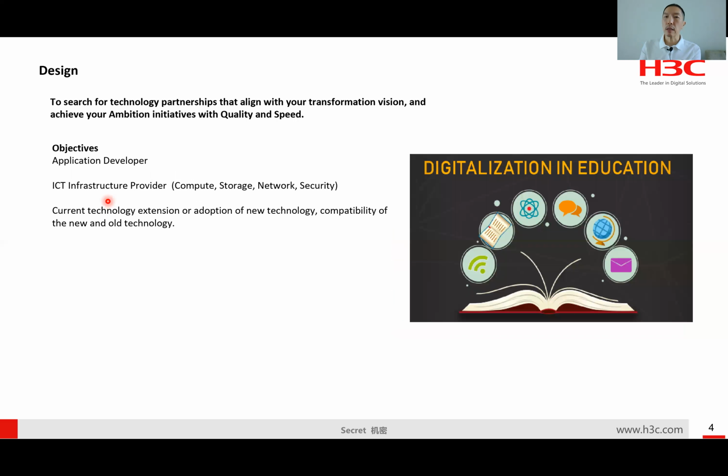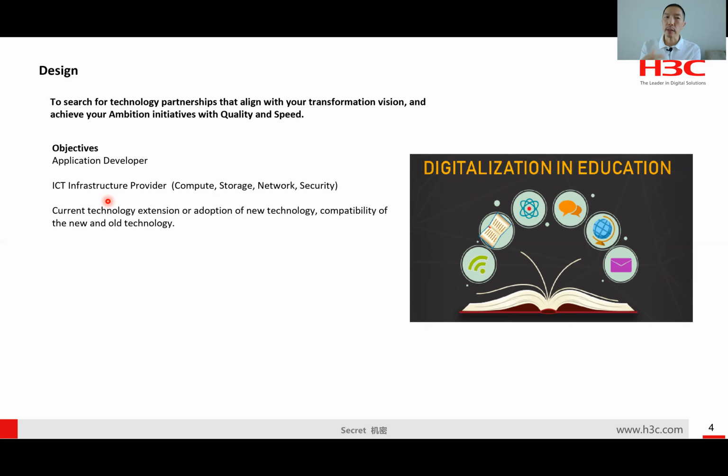So the next phase, we're talking about design. The design stage is mainly to search for the right technology partner. That means the partner can help the end user align with their transformation vision, what they want to do. Because in the previous stage, they will define some objectives, their initiative, and how we can deliver in high quality and speed. Normally in the design stage, the end user will approach maybe some application developer.